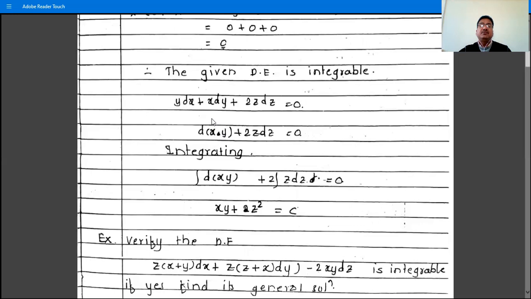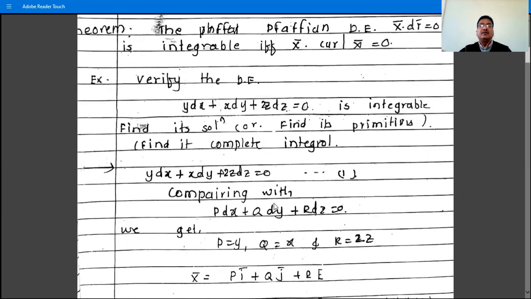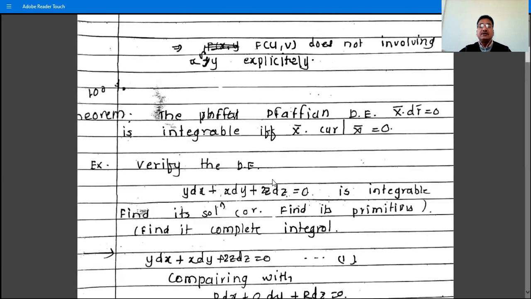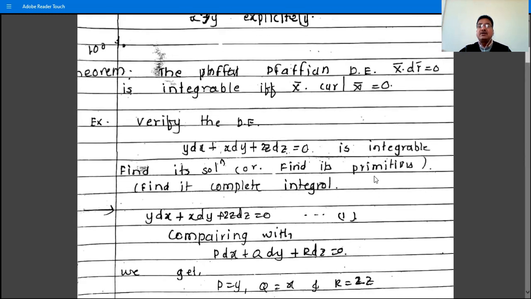We adjust the derivative and integrate directly. If there is x dx, then its integration is x square by 2, but here there is y dx plus x dy, so combine these two terms, since it is the derivative of x into y. So we have the answer xy plus z square is equal to constant, which is the general solution, also called the complete integral or primitives of the given Pfaffian differential equation.